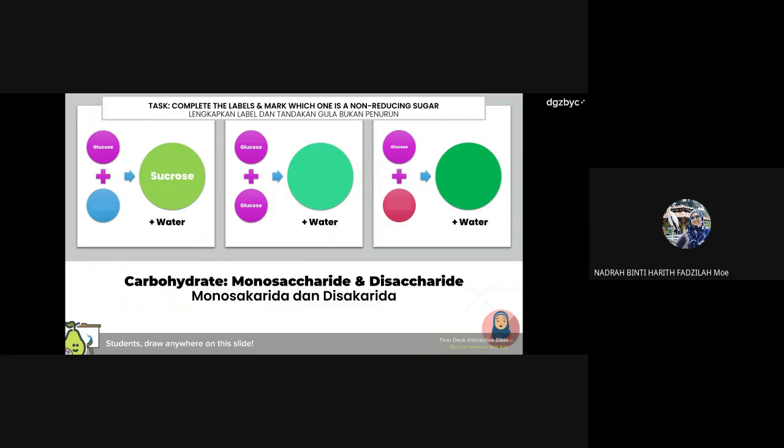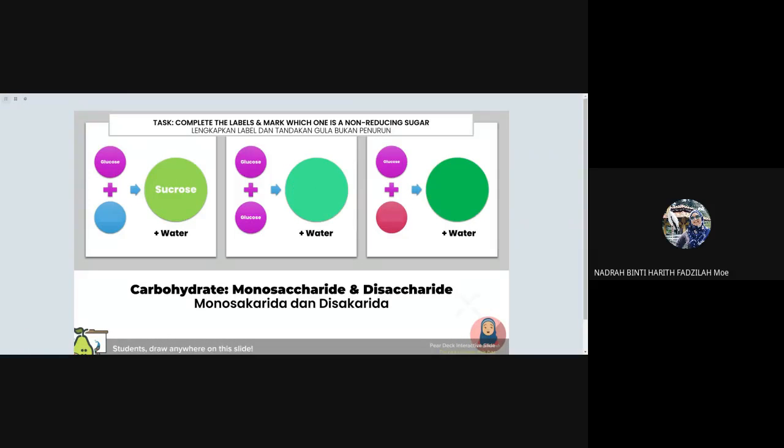So, for carbohydrate, we start with the most basic first. Carbohydrate, the monomers that build up carbohydrate, kita panggil dia sebagai monosaccharide atau monosaccharida. So for monosaccharides, basically there are 3 types, which is glucose, fructose and galactose. The combination of any 2 out of 3 monosaccharides will form disaccharides.